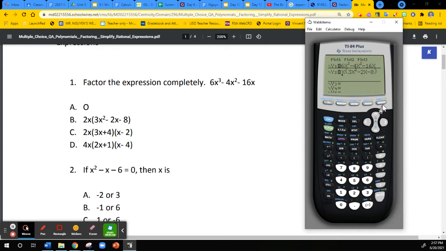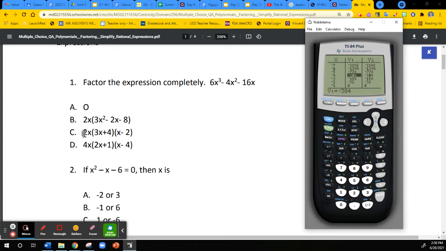So second graph to get to your table. And if you look at y1 and y2, look, they are exactly the same. What does that mean? It means that the given problem and answer choice B are the exact same thing. So choice B is a factor of the problem. Now, but remember what I said earlier. We've got to check choice C because choice C looks better. Choice C and choice D both look better because they look like they are factored more, right?